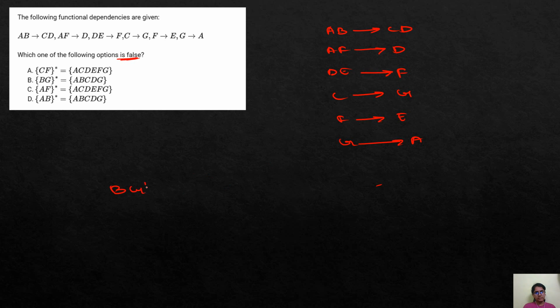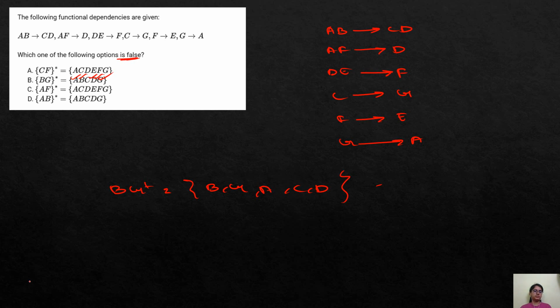So BG, if we take the attribute closure, it will be B, G. From G we can derive A. From AB we can derive CD. And what else can we derive? DE, can we derive anything from DE? E is not present. From B can we derive anything? No. From G we derived A. From A we already derived CD. And C gives G, which is there. From D can we derive anything? No. So this much only we can derive. So let's check here. Yes, A is there, B is there, C is there, D is there, and G is there. So this is also correct.